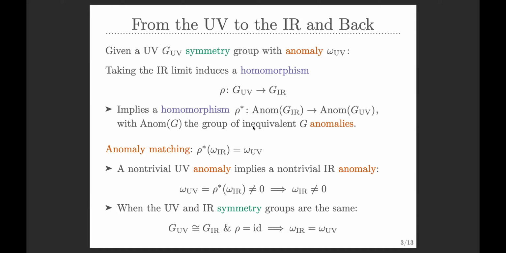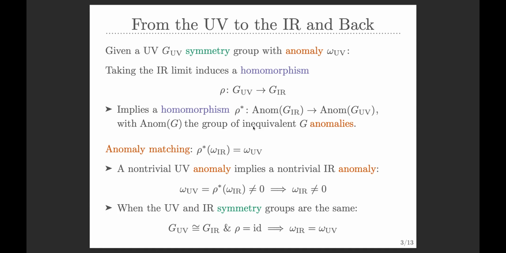The other context that people are familiar with is when the UV and the IR symmetry groups are the exact same. And what this tells you is that if the UV and IR symmetry groups are the exact same, then their anomalies have to be the exact same. I think most people, when they hear anomaly matching, think this: that UV and IR anomalies have to be the same. But this is not true. There's a more general notion of anomaly matching that accommodates this very common situation where the UV and the IR symmetries are different.